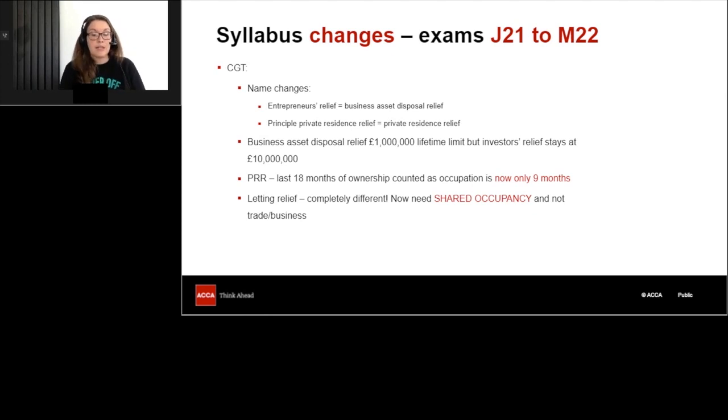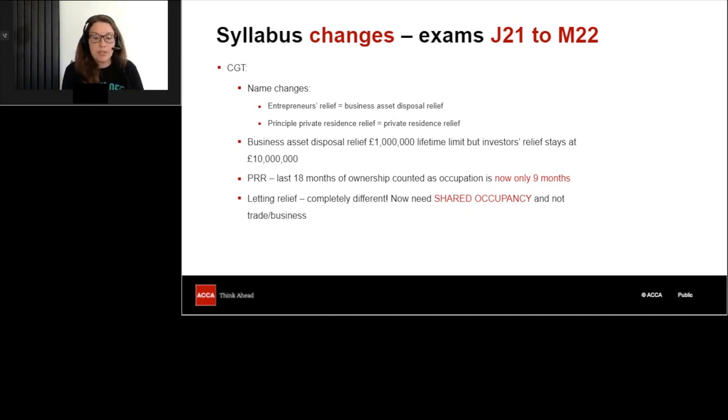The limit for claiming business asset disposal relief over an individual's lifetime is now £1 million, but investors relief still has that limit of 10 million. So just watch out because there's now a difference between the lifetime limits for those two reliefs, whereas they used to be the same. But again, this is on your tax tables, so you can just double check that with the updated tax tables from ACCA's website.